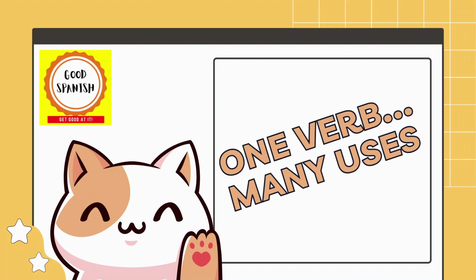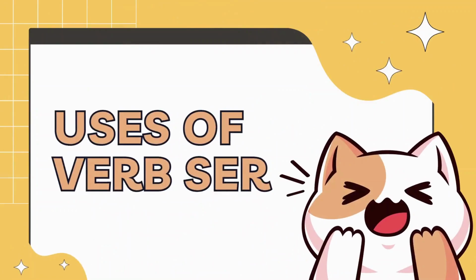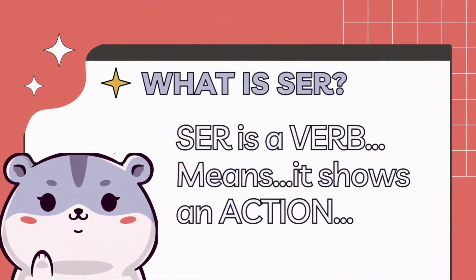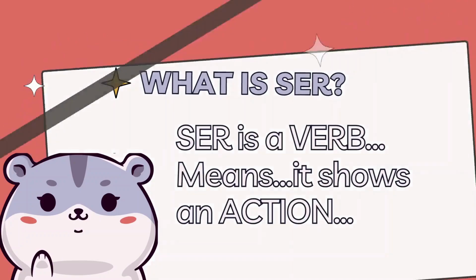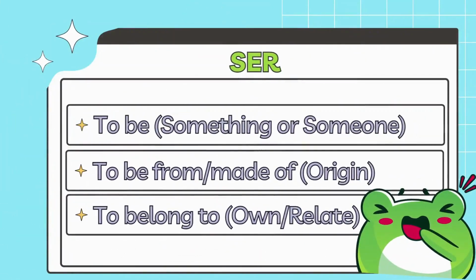We continue with the One Verb Many Uses series, and in today's video, we learn about uses of verb SER. What is SER? SER is a verb, means it shows an action. Now, what action is shown by verb SER? SER shows the action to be. As the series is one verb many uses, so SER can have the following uses.